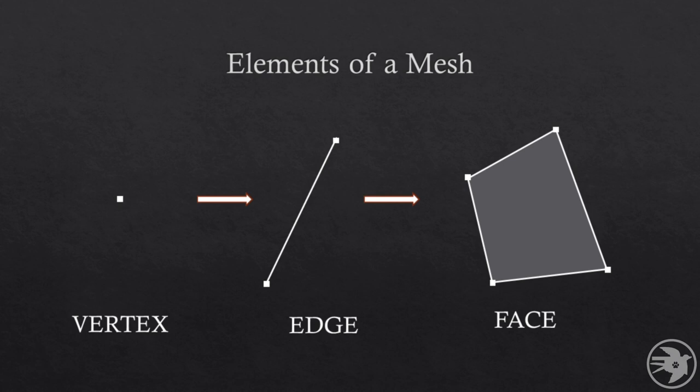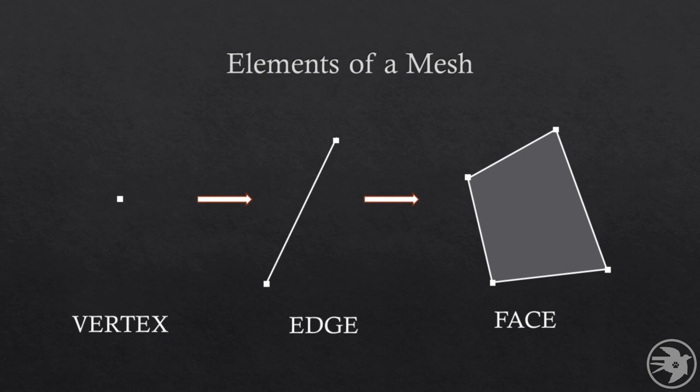And then if you do what's called extruding, you can sort of copy and connect that vertex over and you'll make an edge. And then lastly, if you extrude an edge or if you select a bunch of vertices and use the fill key on them, it'll fill them into a face. And so these are just kind of the three elements you'll be working directly with when you're doing mesh modeling.